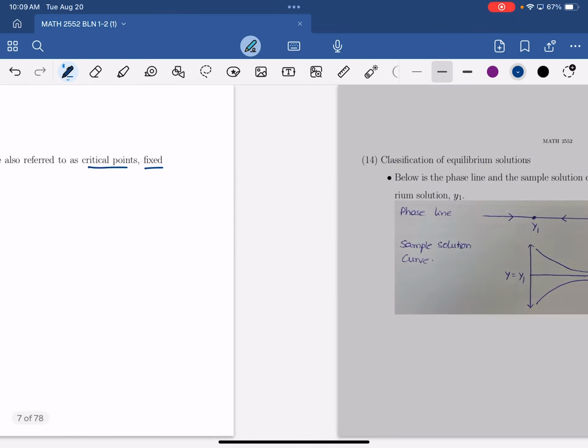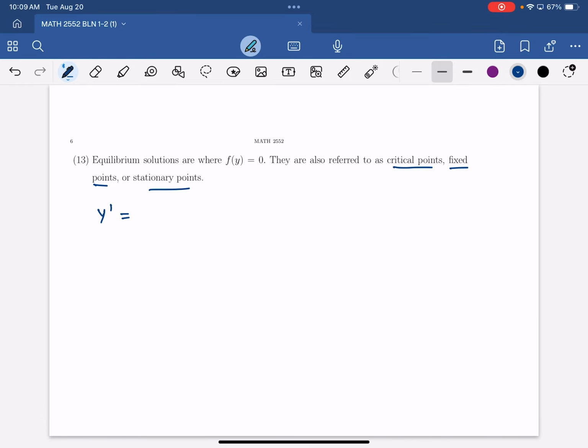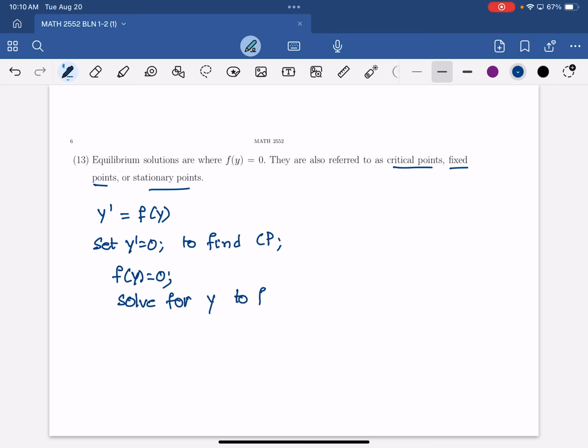So if I have an autonomous differential equation, y prime equals f of y, and I want to find a critical point or equilibrium solution, I'm going to set y prime equals 0, right? To find a critical point or equilibrium solution or fixed point or stationary point. So when I set y prime equals 0, I'm really setting f of y equals 0, and I'm going to solve for y to find critical points.